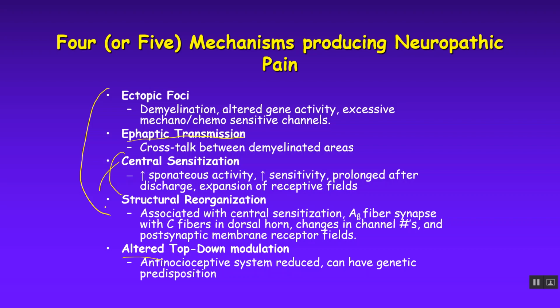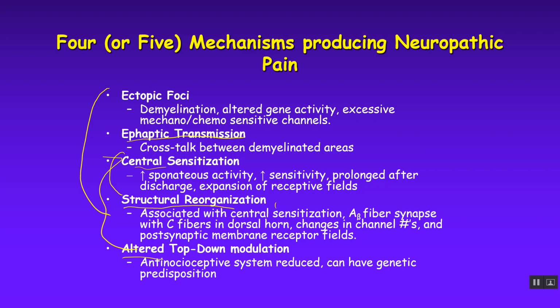Structural reorganization: these are all part of each other. Usually with central sensitization, you get some structural reorganization where A beta fibers may now synapse with C fibers in the dorsal horn. A betas bring in more proprioceptive type information. They may start sprouting little collaterals and stimulating C fibers, giving you that slow aching pain where they didn't before. You'll get changes in numbers of protein channels, and the postsynaptic receptor fields will become more sensitive or expand so you can absorb more neurotransmitter. All those things are structural. Those are all a form of neuroplasticity.